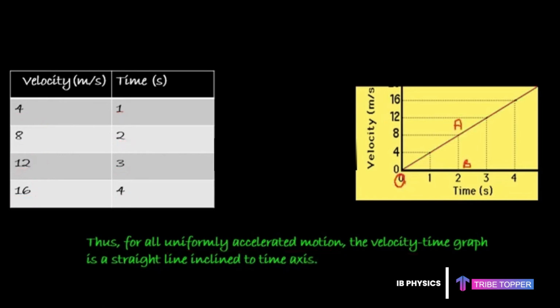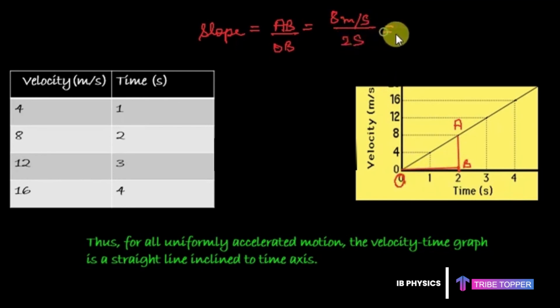Now let's check what we can get from the slope of the velocity time graph. So I have marked the points A, B and O as the origin. So the slope you're going to get is from the height AB upon the base OB. Therefore the slope of this given VT graph is AB upon OB, height upon base, and AB is 8 meter per second upon time is 2 seconds.